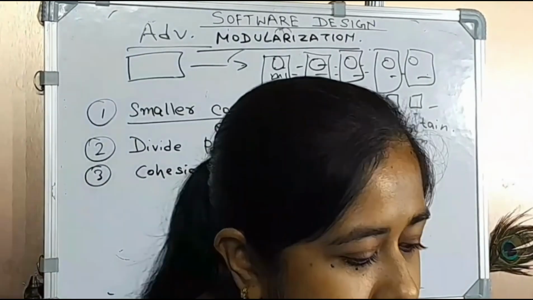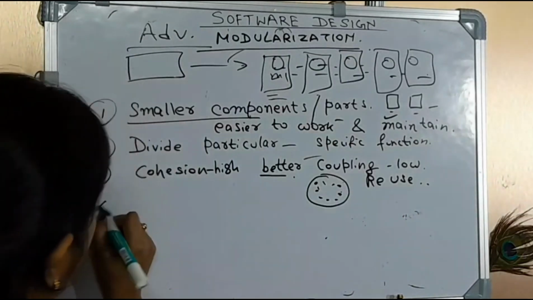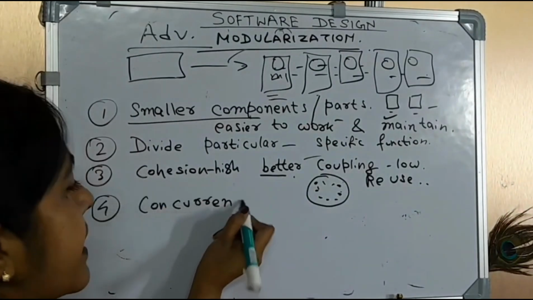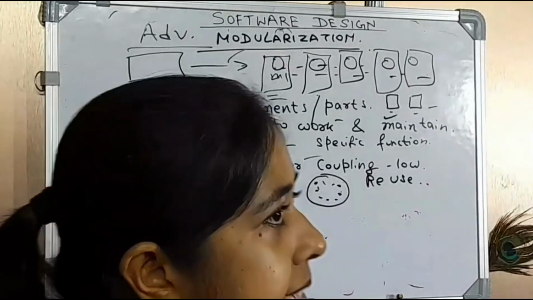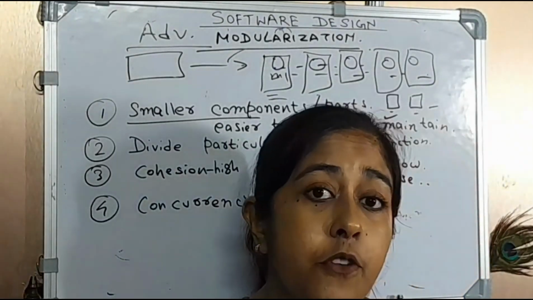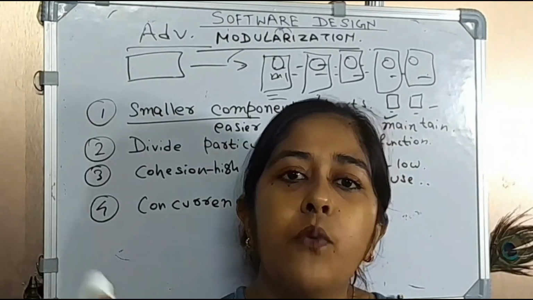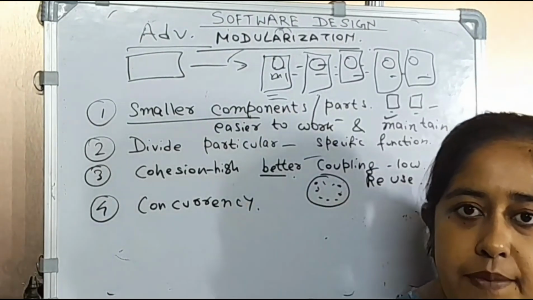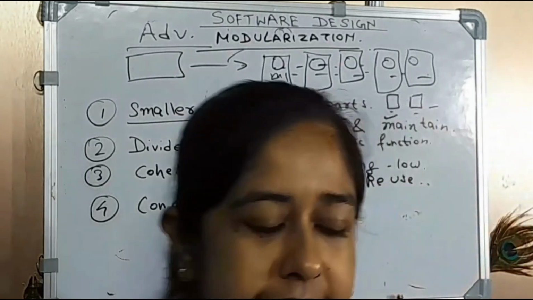Then the next thing is what? Concurrency can be easily done. What is concurrency? We will see now. Concurrency means when two subsystems are working parallelly in a particular instant of time. That can be achieved here very easily.